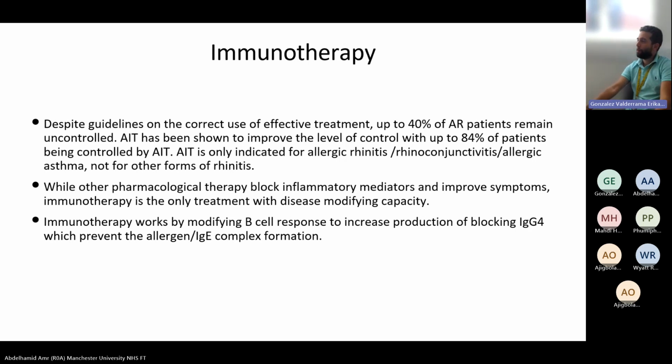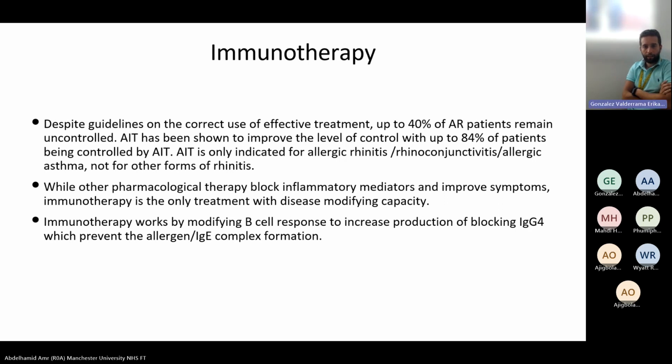And then next is immunotherapy. Immunotherapy has revolutionized care for patients who've got really poor quality of life because of allergic rhinitis. All the pharmacological therapy we're talking about aims to block the inflammatory mediators of allergy, but immunotherapy actually modifies the disease. All the other treatments aim to reduce the symptoms, but immunotherapy is the only treatment with disease modifying capacity.